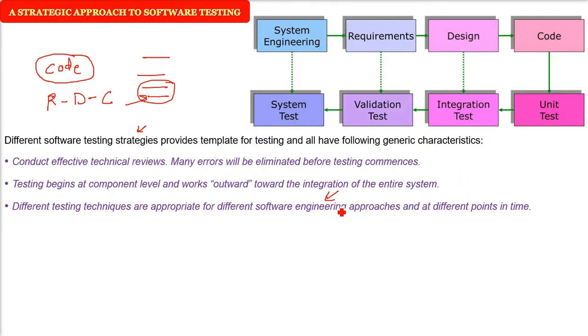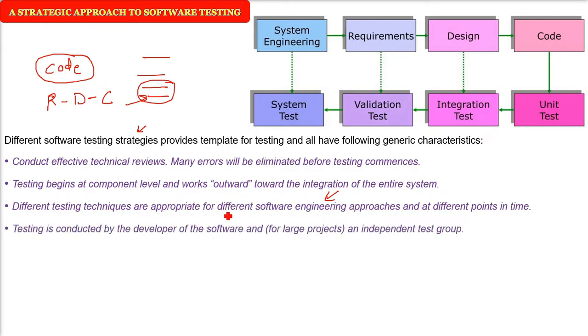People say we do white box testing, black box testing. Testing is conducted at the basic, initial level always by the developer who has developed the software, the development team. And if you are talking about large products, there is an ITG, an independent test group. They also get involved. So all of them together make the testing work.